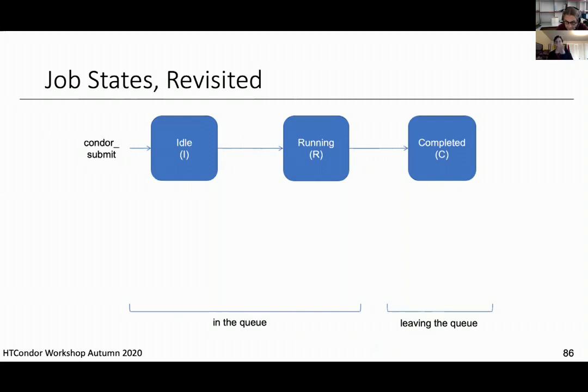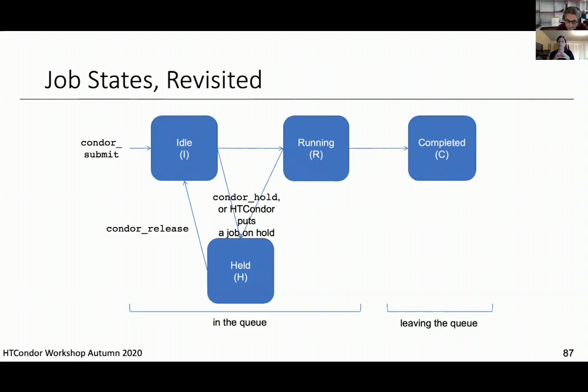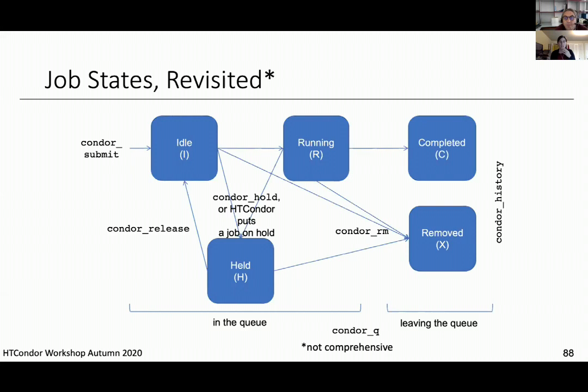And so to revisit our diagram from the beginning, the perfect job goes from idle to running to completed. But we also have this now held state, where a job can be put on hold by Condor or by condor_hold really at any point, idle or running. It can be released to run again using condor_release. And then at any point you can remove jobs, which is different than having them complete successfully, but still means that they leave the queue.